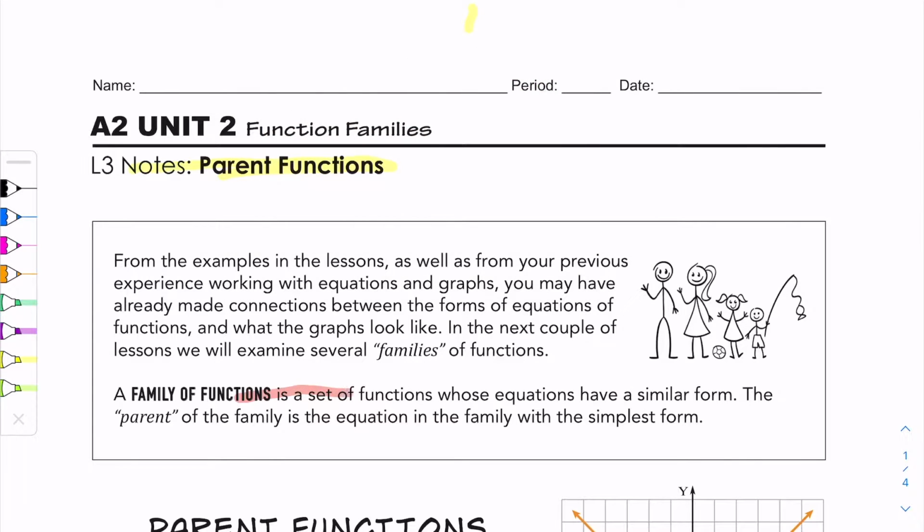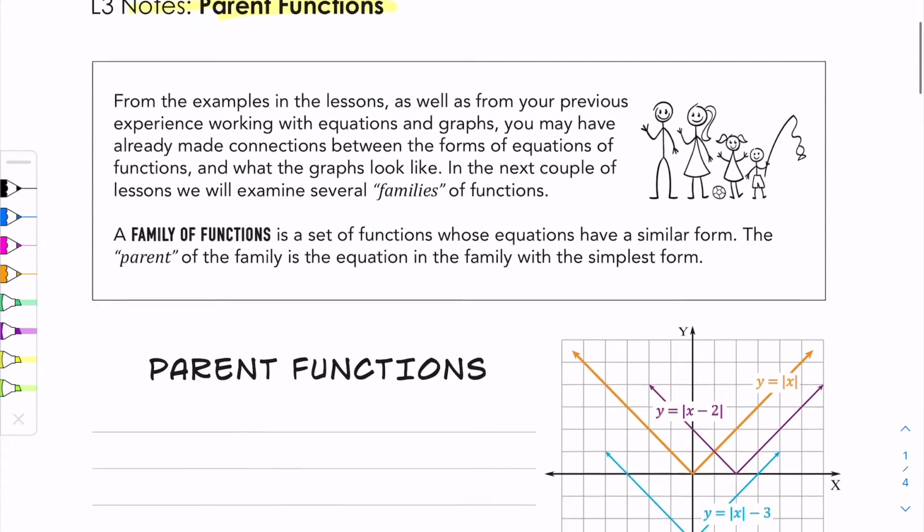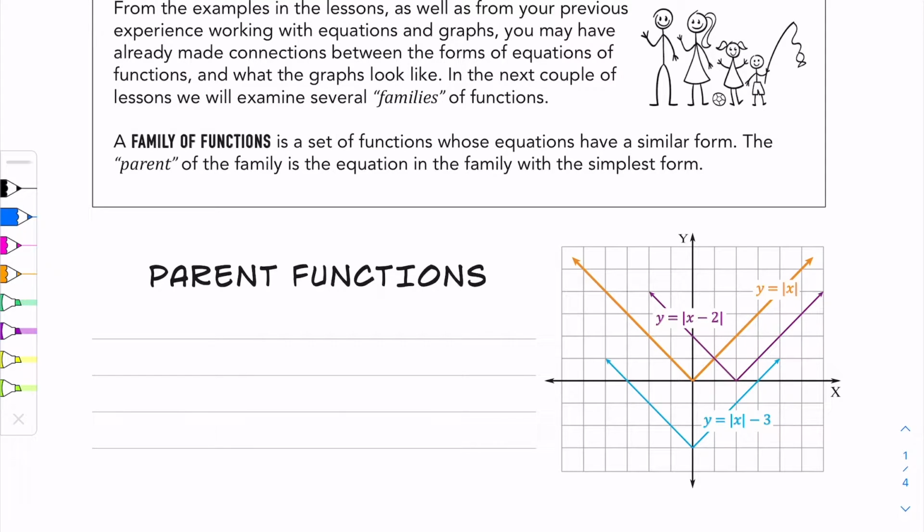A family of functions is a set of functions whose equations have a similar form. The parent of the family is the equation in the family with the simplest form. So in other words, it's the most basic of all the graphs in the function family. Parent functions are the simplest function in the function family, like we just mentioned. This is the function that is transformed to create other members in a family of functions.